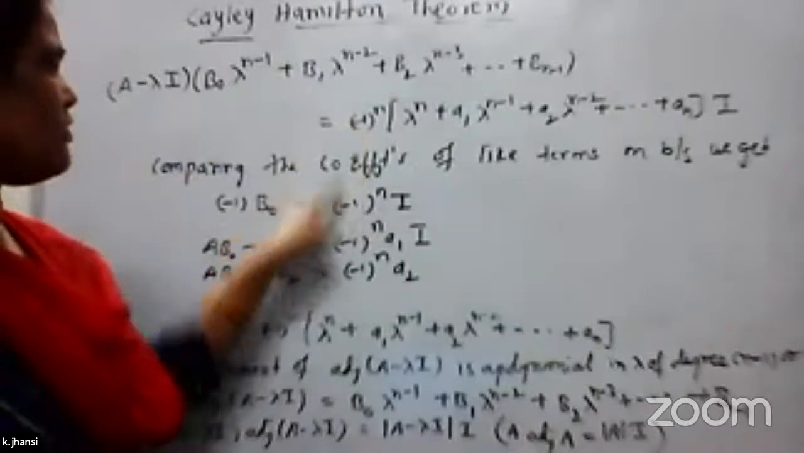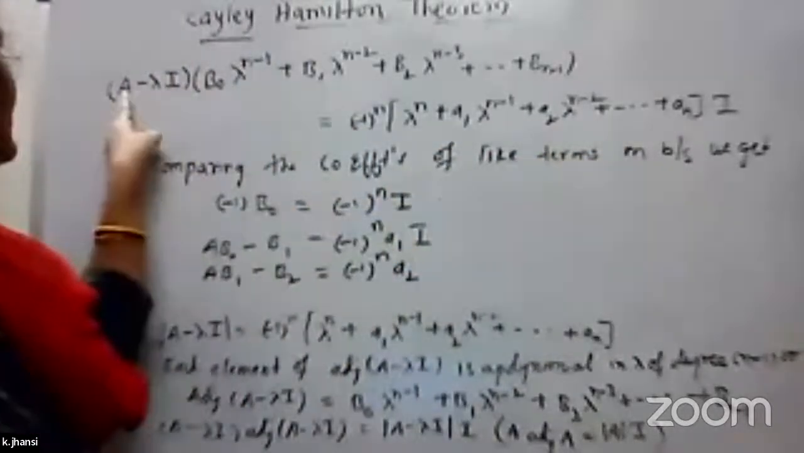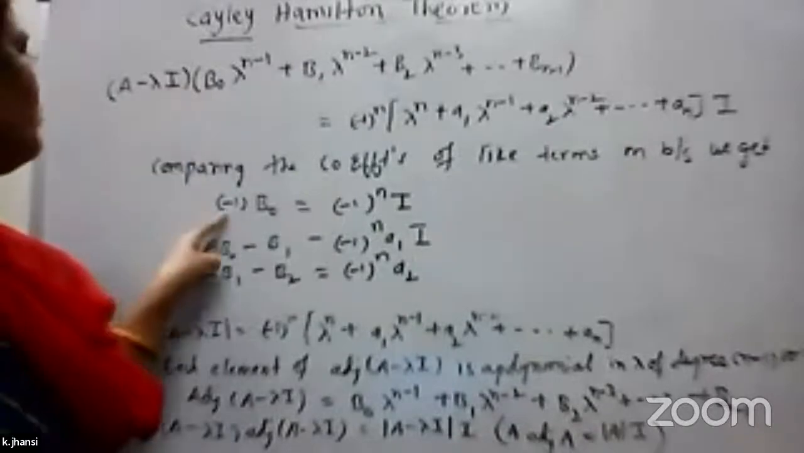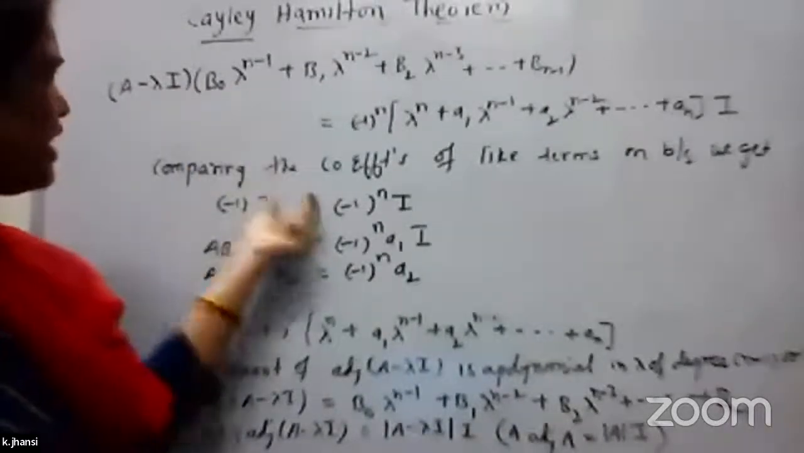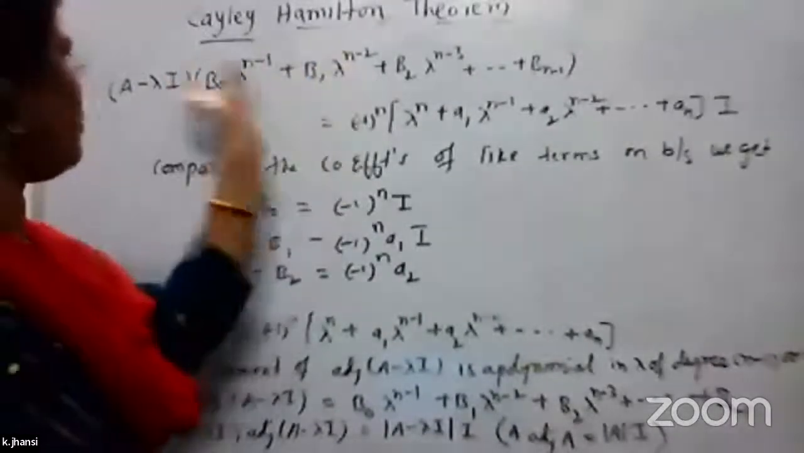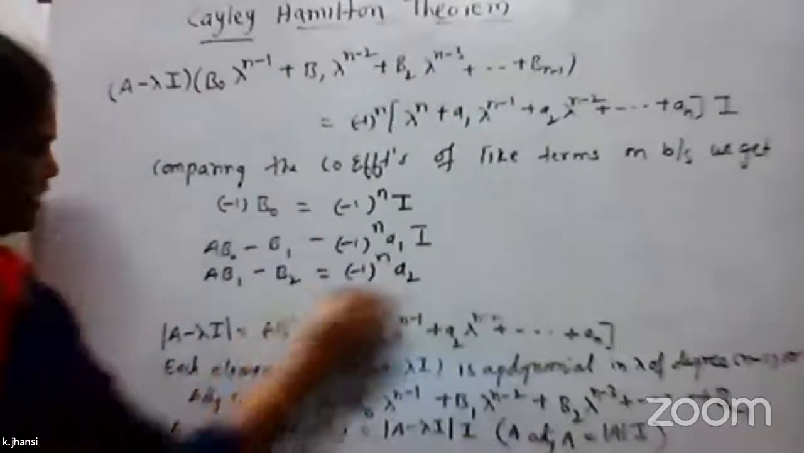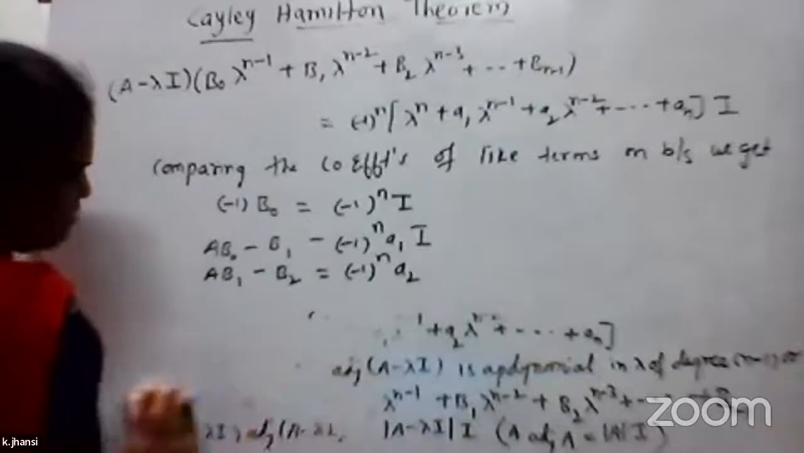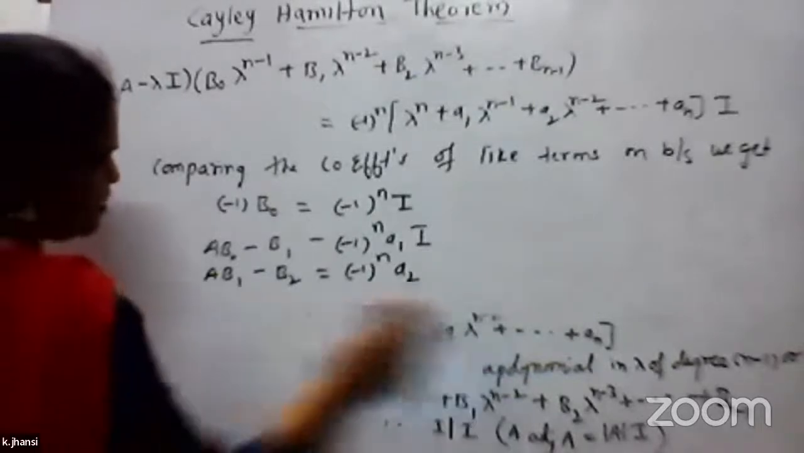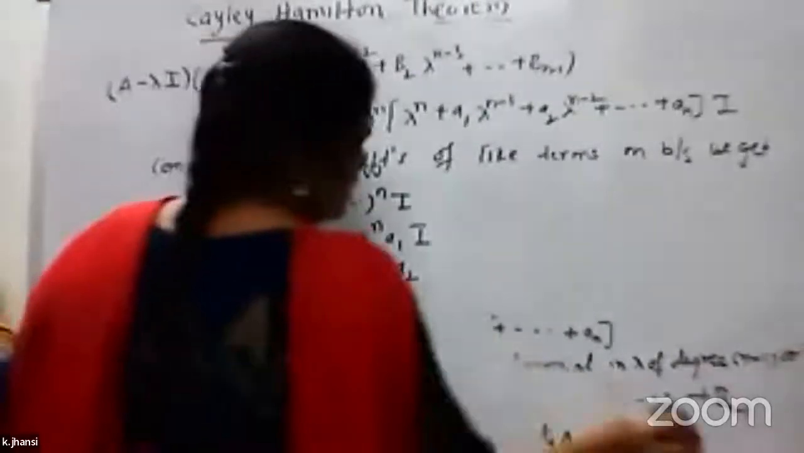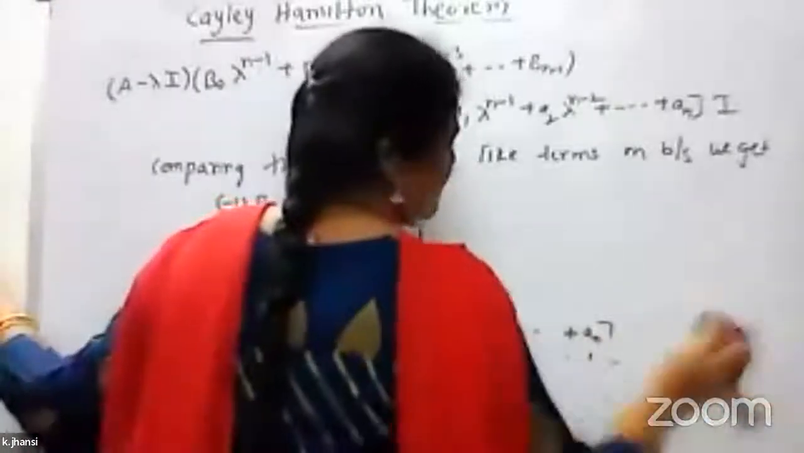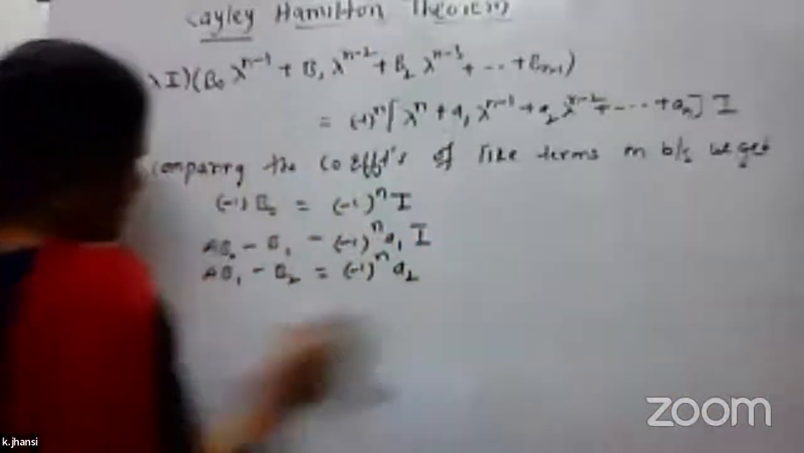The quotient of this one is just minus 1 to the power of n into I, and here minus lambda into this if you multiply. To understand this one, just multiply both with this one, then it will be easy. If you write that one, it will take more time. That's why I am not writing that one. So while writing in the examination, you expand that one and then compare the terms on both sides.